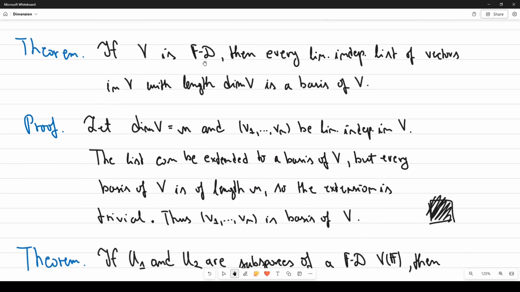If V is finite dimensional, then every linearly independent list of vectors in V with length dimension V is a basis of V. So again, let the dimension of V be equal to n, and let this be a list of linearly independent vectors in V. So there's n of them. Now this list can be extended to a basis of V, but every basis of V has length n. So the extension is a trivial one. Again, no elements are added. So thus this list is a basis of V.